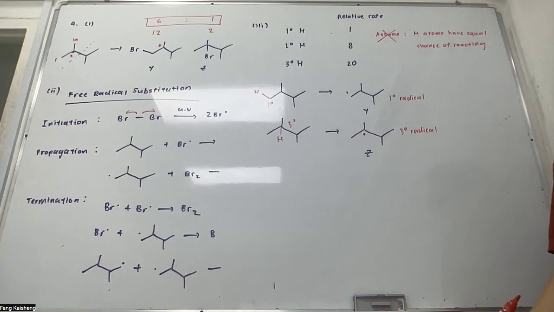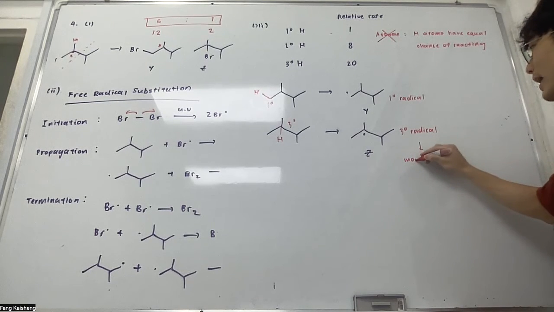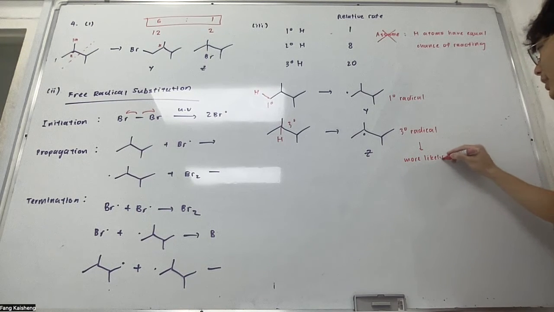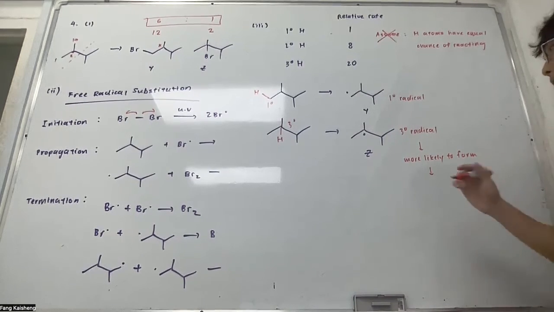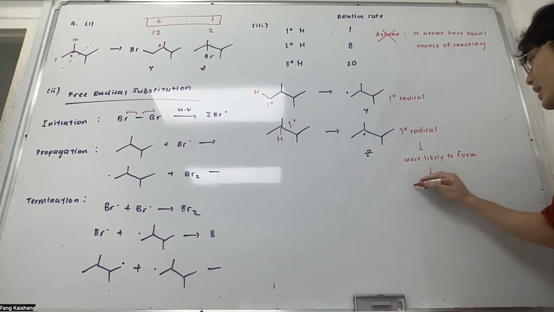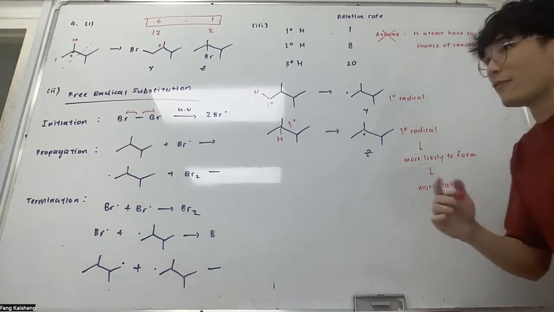Okay, we're supposed to explain this. Why is tertiary radical more likely to form? Something that is more likely to form is... okay, we are skipping a few steps. You're not wrong, it's correct, but we are skipping a few steps. More stable. Yes, the tertiary radical is more stable. Remember, anything more likely to form is more stable. Why is it more stable?